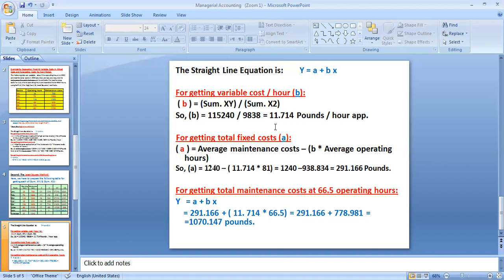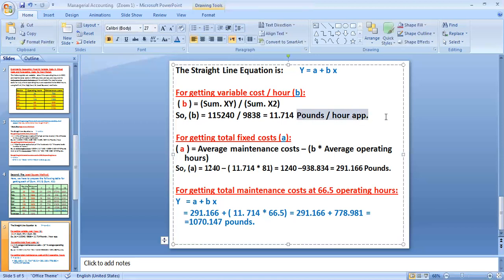Even though all of them are 11.714, one of them is without pounds, one of them without approximately. The result is 11.714 pounds per hour approximately. So if the result is only 11.714, it is not correct. 11.714 pounds only is not correct. Per hour only is not correct. The correct one is 11.714 pounds per hour approximately, because it is approximated.